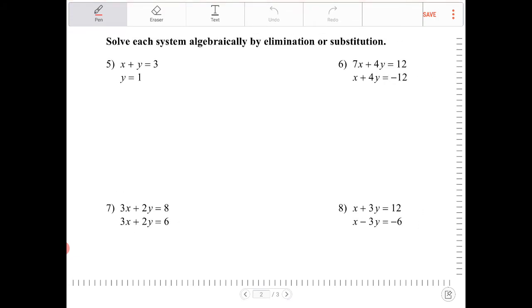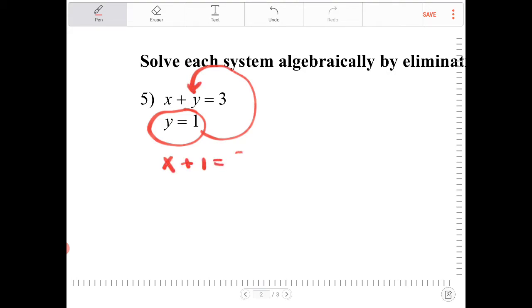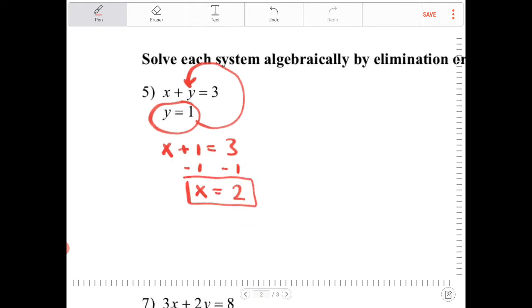For the next couple of questions here, we are going to try and solve the system algebraically, either by elimination or by substitution. So let's take a look. Notice that right now I have y is equal to 1, and I have the equation x plus y is equal to 3. I am not going to solve this by elimination. I'm going to solve this by substitution just because it's super convenient. I already know what y is. So I'm going to substitute it in there, and what I'll get is x plus 1 is equal to 3. Now I can solve for x. Subtract 1 from both sides, I get x is equal to 2. Moving on.